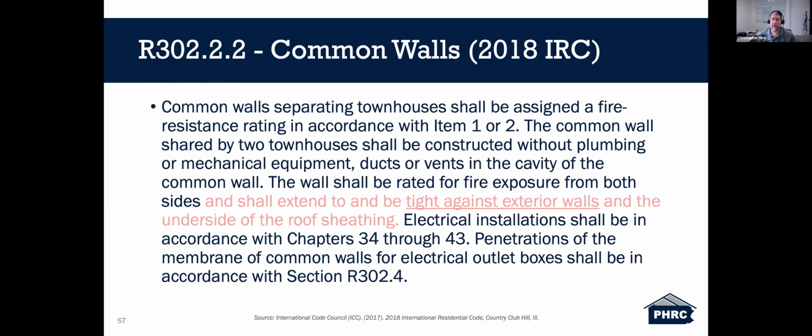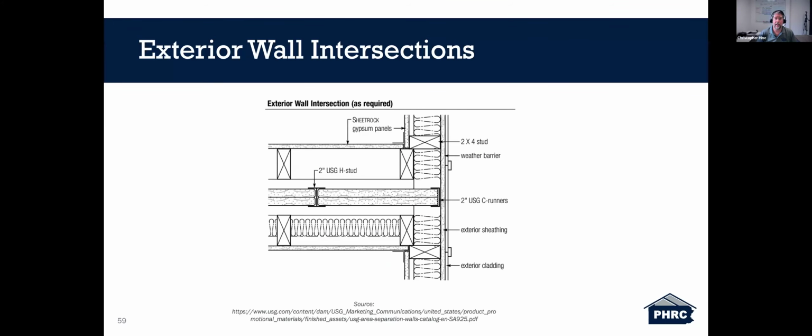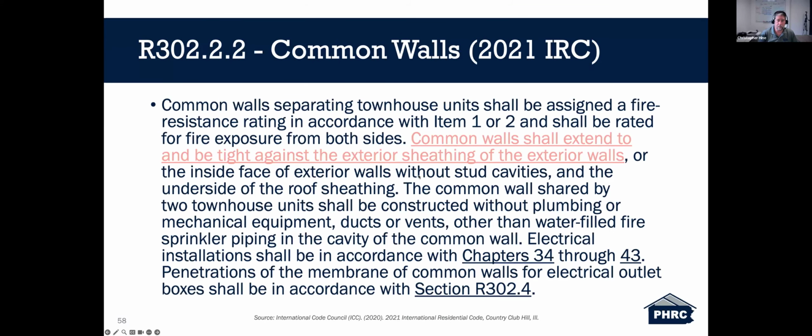And looking at the 2018 IRC, jumping down to the highlighted part here, it says that the wall shall be rated for fire exposure from both sides and shall extend to and be tight against exterior walls and the underside of the roof sheathing. So what that may look like is this right here, right? Our area separation wall is to the exterior, it's tight against the exterior wall.